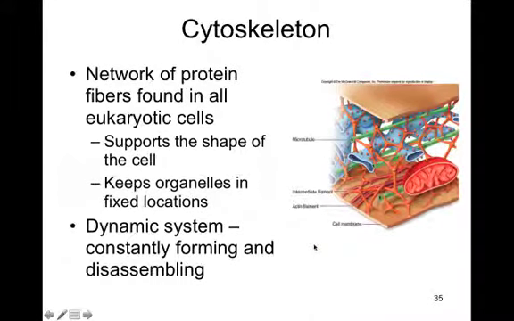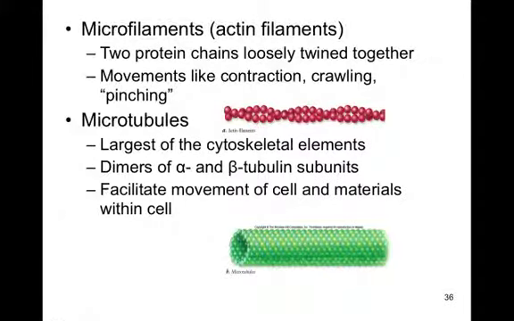Next, we'll look at the cytoskeleton. The cytoskeleton is a network of protein fibers that are found in all eukaryotic cells. This network of protein fibers supports the shape of the cell and keeps organelles in fixed locations, as well as helps transport materials around in the cell. It's a dynamic system where components are constantly forming and disassembling and reassembling in new areas. There are three main types of filaments. There's microfilaments, microtubules, and intermediate filaments.